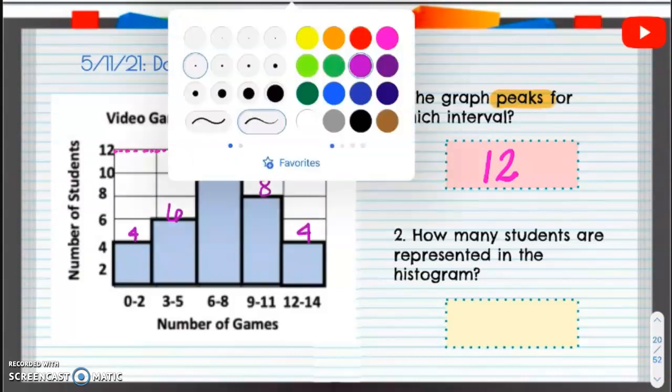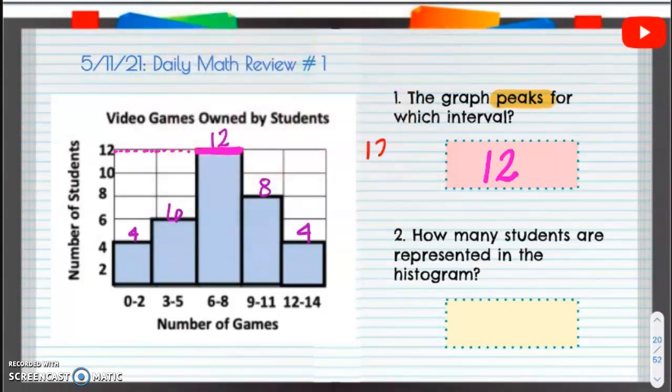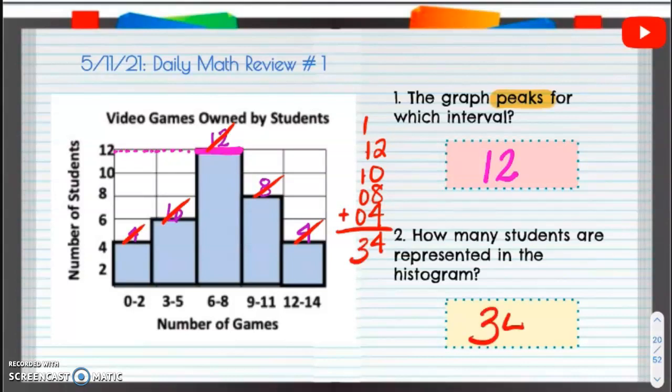So if we add all of those up, I have 12, 6 and 4 is 10, 8 and 4. 8 plus 2 is 10, plus 4 is 14. So I get 34 students. You can put students if you wish. And that is going to be it for that intervention and the DMR. Great job.